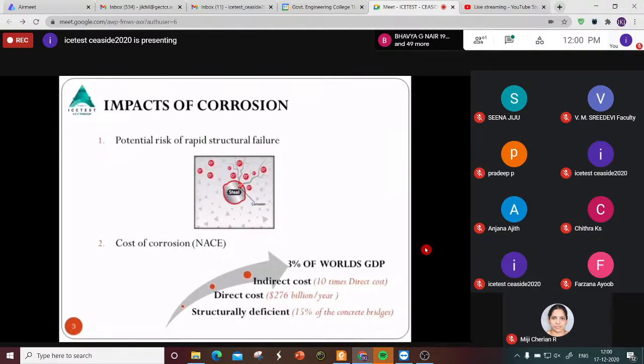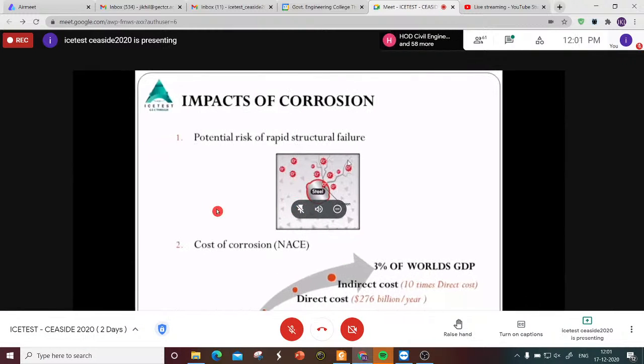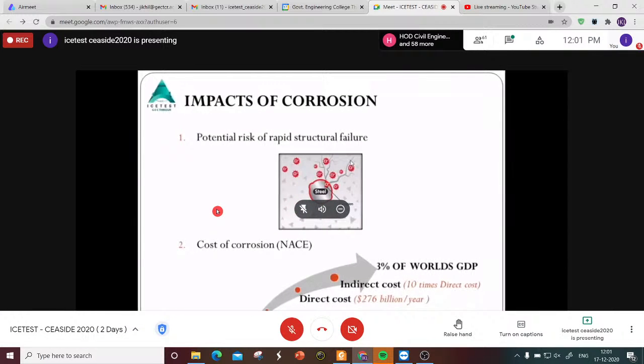So let's see what are the impacts of corrosion. The first one is the potential risk of rapid structural failure. As I said earlier, due to the high volume of corrosion products, it induces tensile stresses in the concrete near the rebars, giving rise to these cracks. These cracks propagate and adversely affect the concrete structure. So this is the structural impact of corrosion.